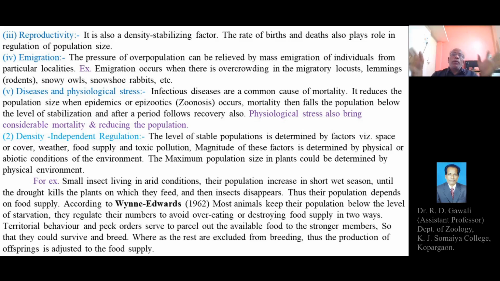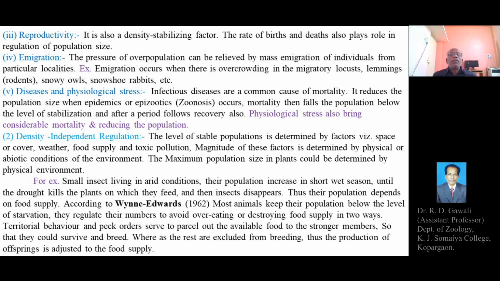Mass emigration means a large number of individuals or organisms of the respective species will move to certain other place, so as to avoid the overpopulation or overcrowding of the species.